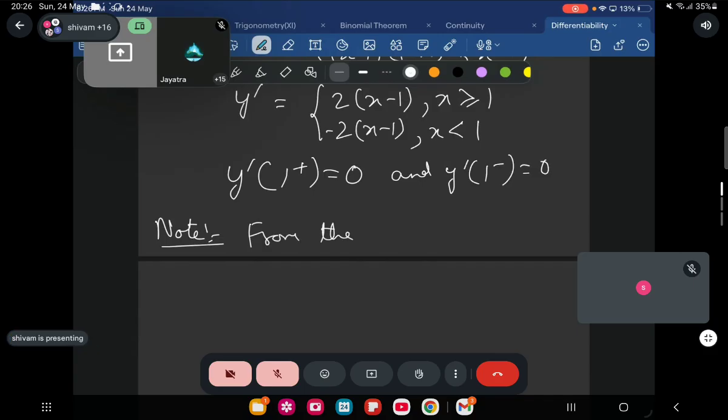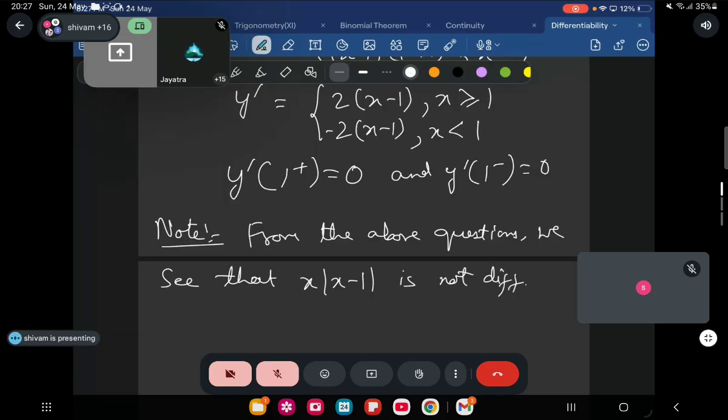From the above questions, we see that x into mod of x minus 1 is not differentiable at x equal to 1, but x minus 1 into mod of x minus 1 is differentiable at x equal to 1. Okay.